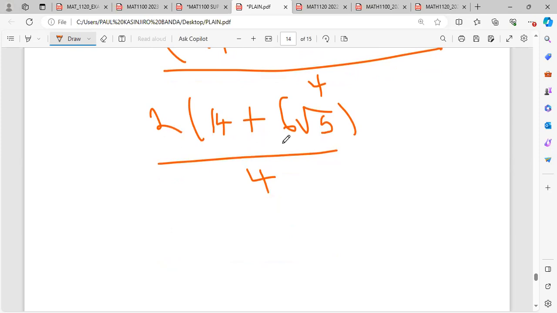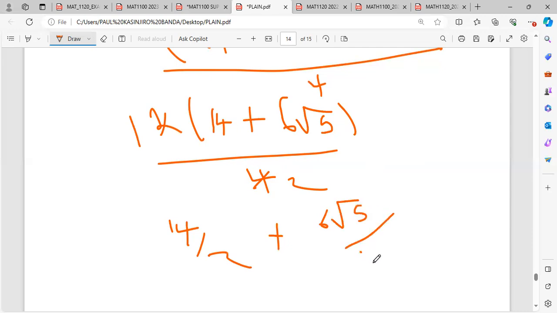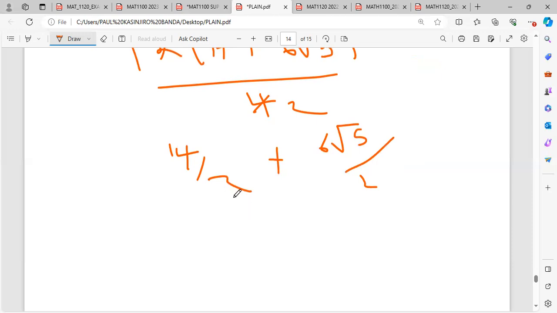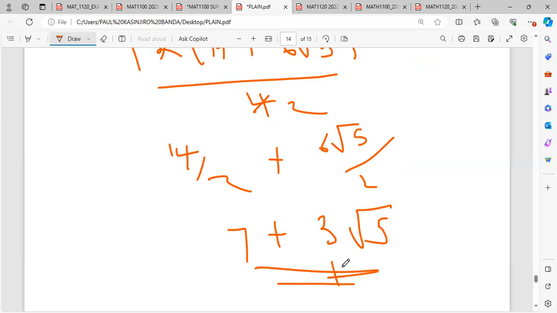From there now we multiply by the 2, or we simply say 2 into there 1, then 2 into there 2. So you have your 14 over 2 plus your 6 root of 5 over 2 there. Then you divide there, you have your 7 plus 3 root of 5. As simple as that. So that's how you express that in that form, simply rationalizing the denominator.